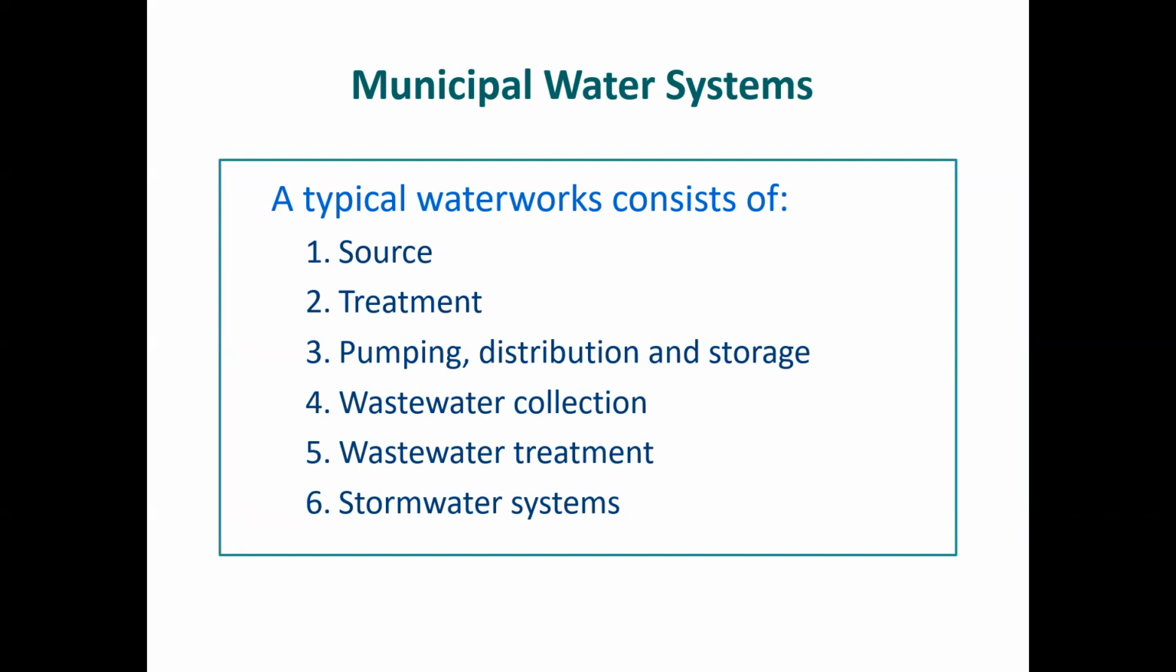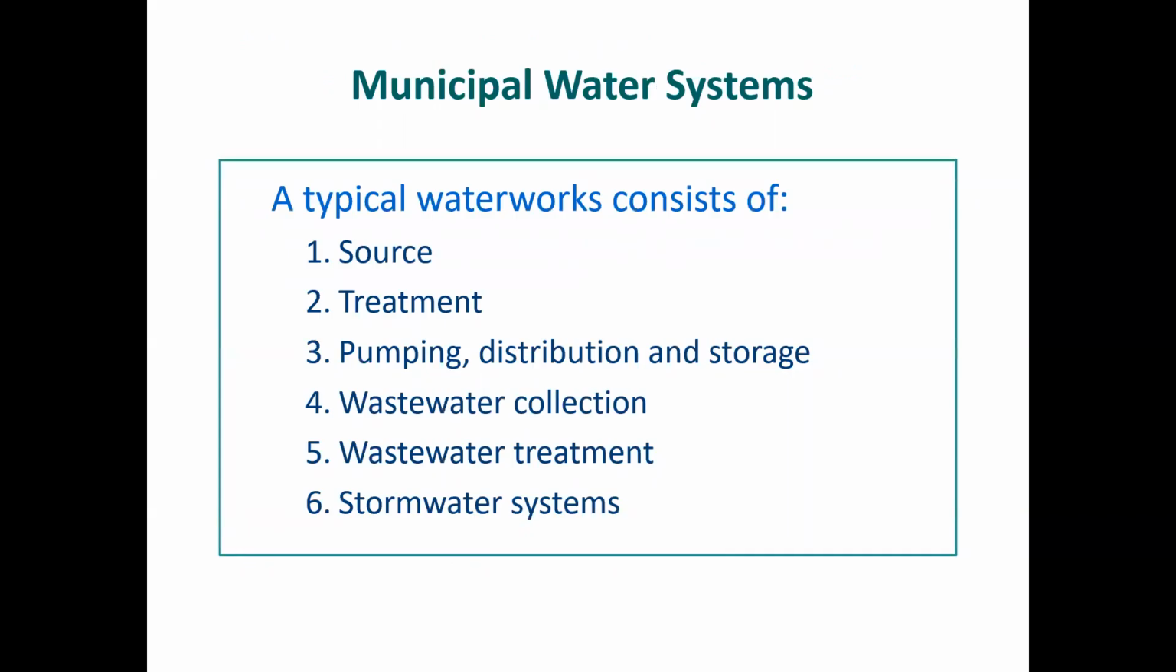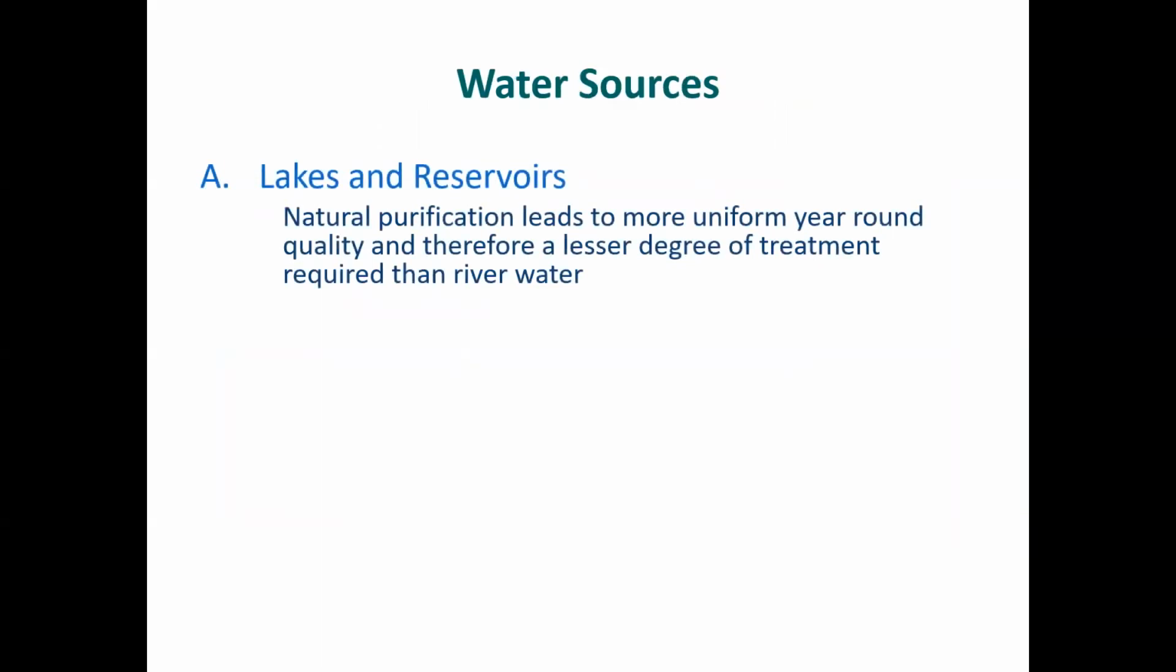A lot of this is an introduction to our next few units, where we're going to talk about pollution and water treatment and things like that. So one thing to think about in a typical city water system, of course, is the source. There are many different types of water sources. A lot of parts of Canada use lakes and reservoirs.